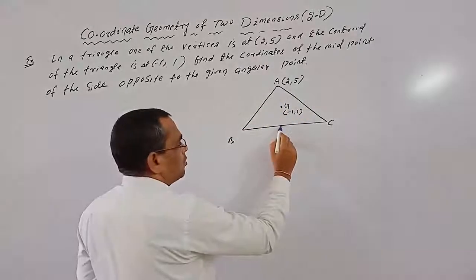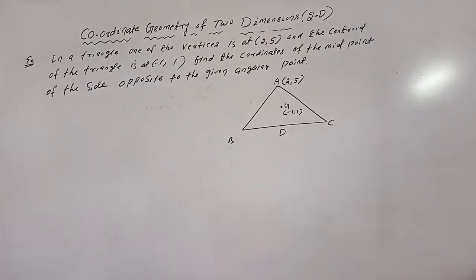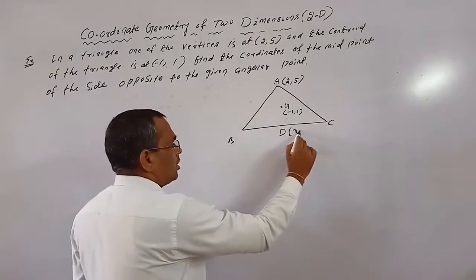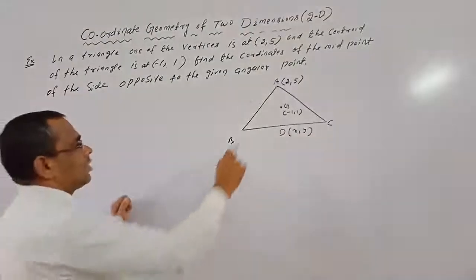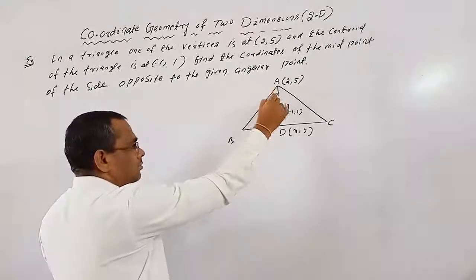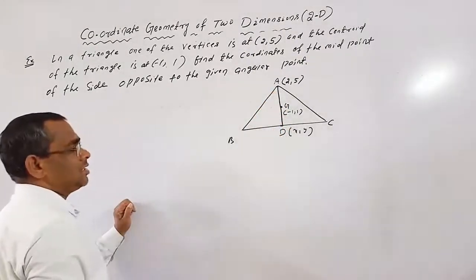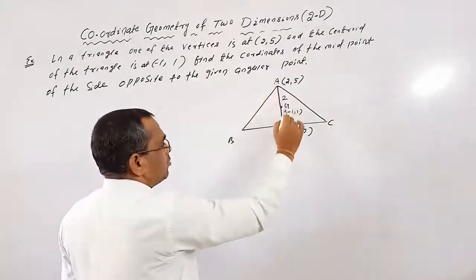Suppose D is the midpoint of the side BC. Now you have to calculate the point D. Suppose the coordinate of D is x comma y. Clearly this is the median. So AD is the median and G is the centroid. The centroid divides the median in the ratio what? 2:1.